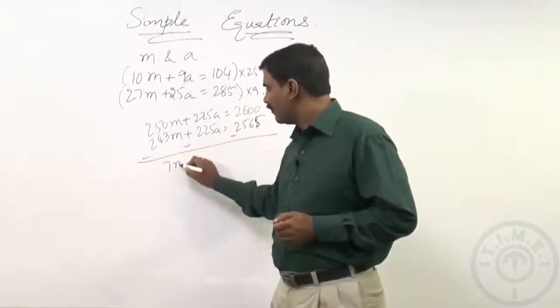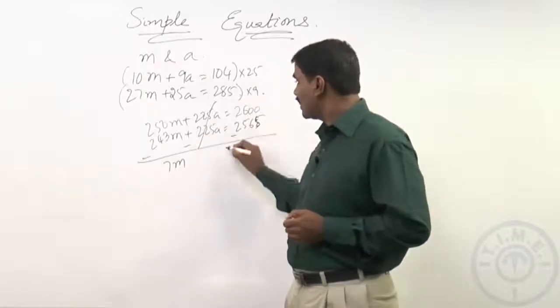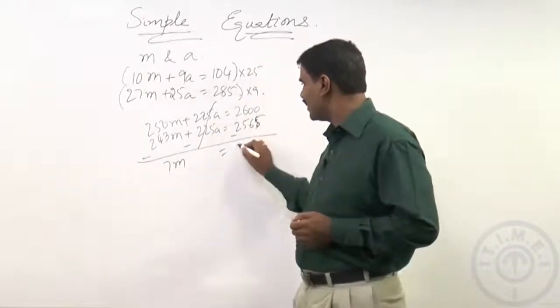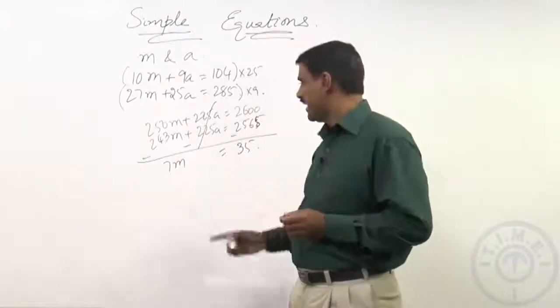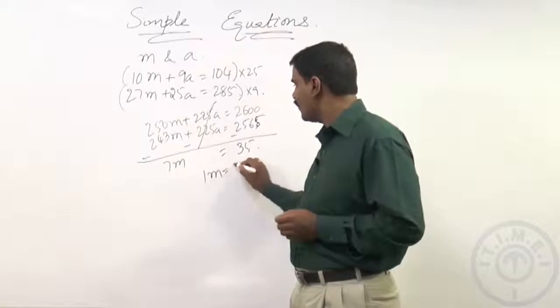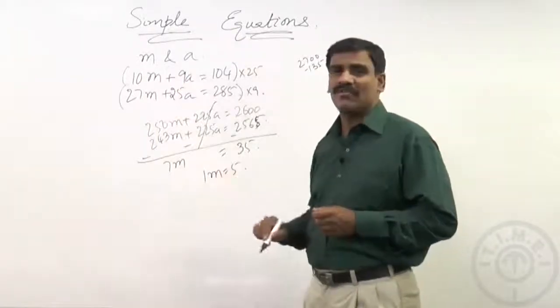Now, subtracting the second equation from the first equation, what we'll be having is 250m minus 243m means 7m, and 225a minus 225a cancels. We are left with 2600 minus 2565, which is 35. So that means 7 mangoes cost 35 rupees. In that case, what we can say is 1 mango is costing 5 rupees.